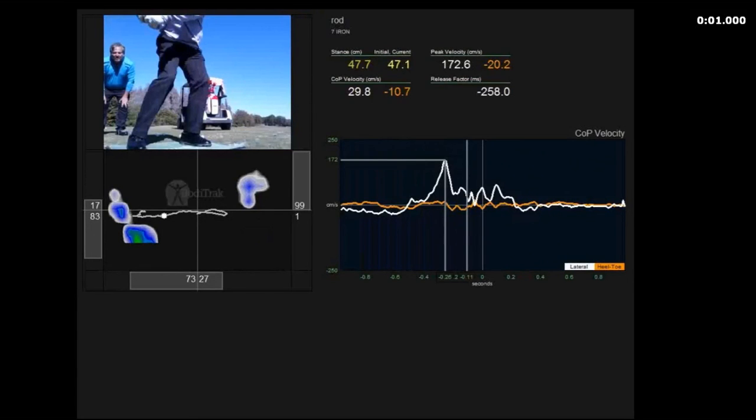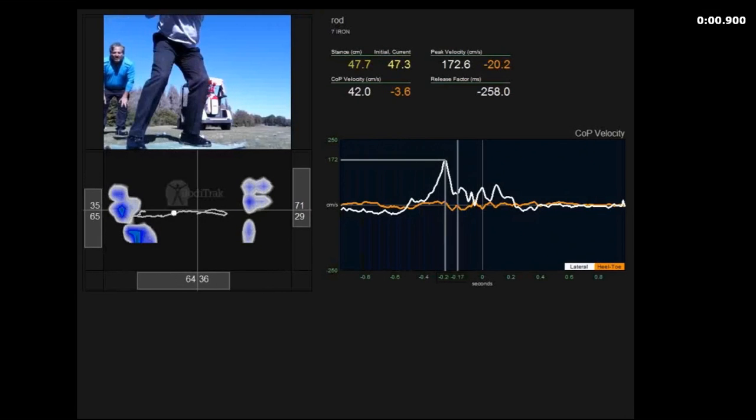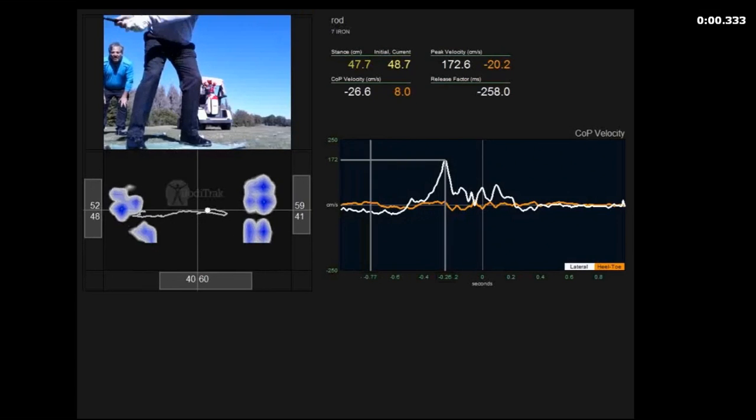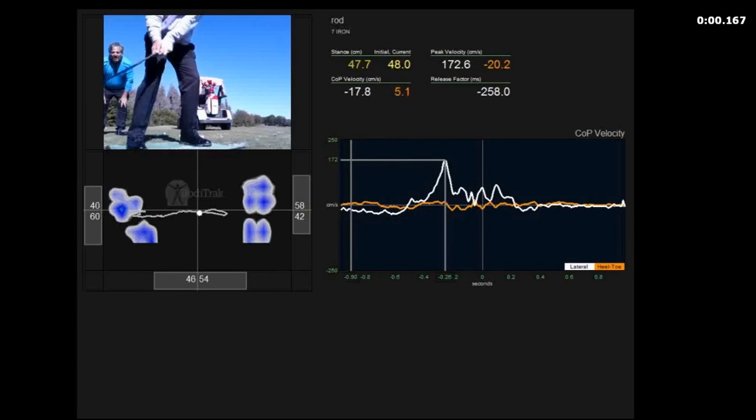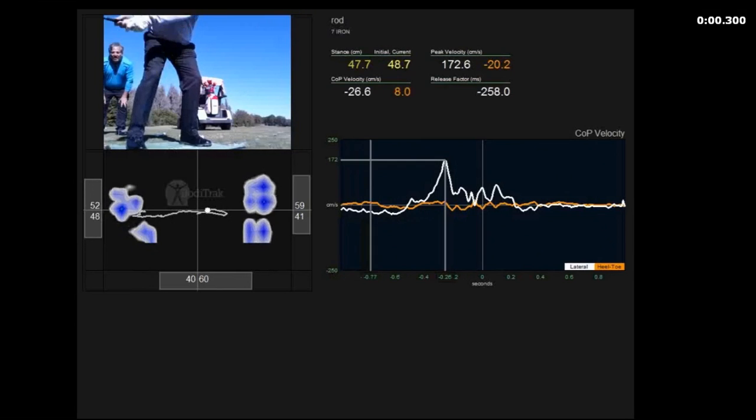Rod Spittle had a great weekend on the Champions Tour, climbing his ranks, and we're going to take a look. So at address, Rod has the Tour stat 50-50-ish, and we're taking the club back to the transition point.